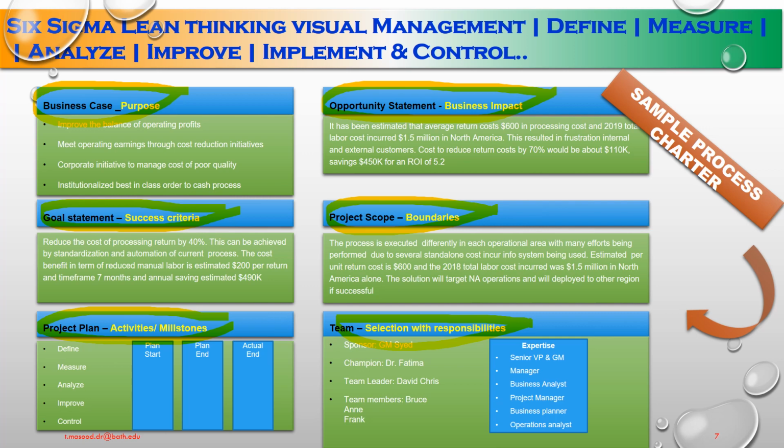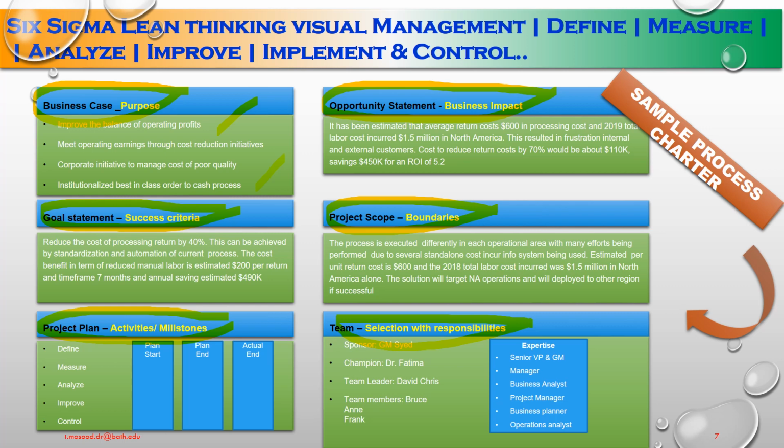Okay. First, what is the purpose? Business case. Improve the balance of operating profit, very important. Number 2, meet operating earnings through cost reduction initiatives. Number 3, corporate initiatives to manage cost of poor quality. Number 4, institutionalize a best-in-class order to cash process and cash flow. That is the purpose of the business case. What is the purpose of developing or establishing a project charter? Then what is the impact on business?